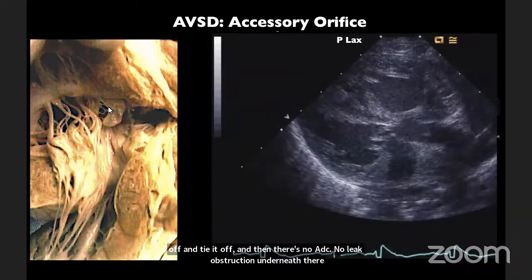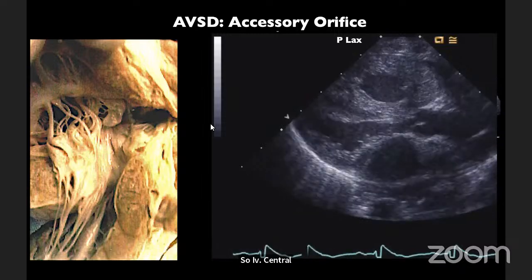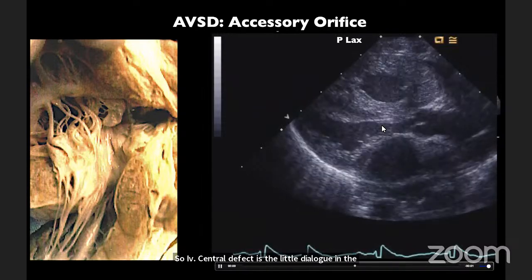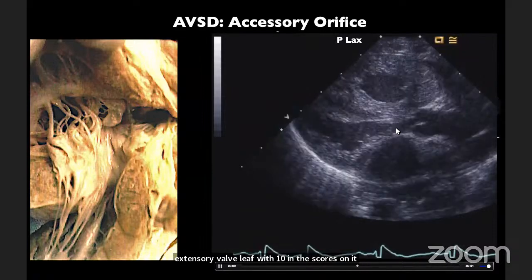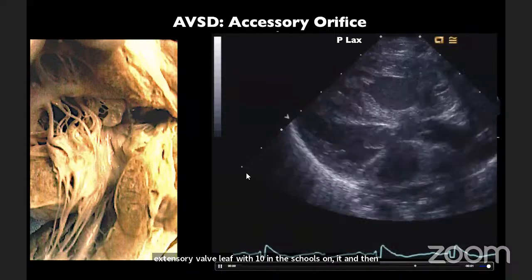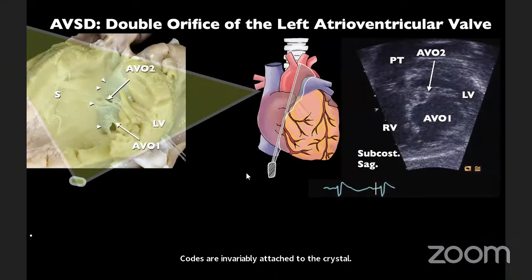So in AV septal defect, there's the little diaphragm in this accessory valve leaflet with tendinous cords on it. And the tendinous cords are invariably attached to the crest of the septum, which is what tethers this valve and makes it obstructive.